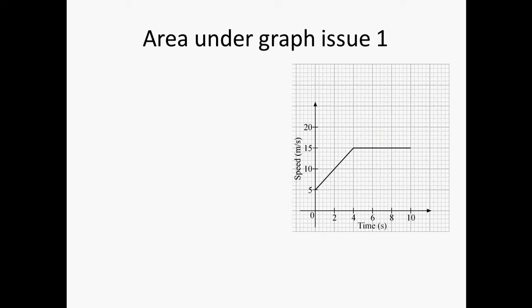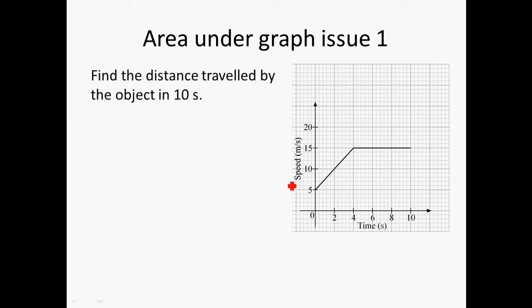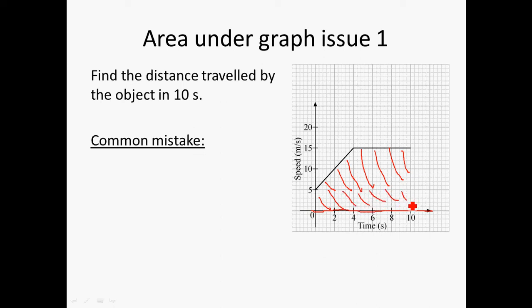The next issue is the area under the graph issue. A lot of students, if they are asked to find the distance traveled by an object, for example in this kind of special graph, what is the common mistake? The common mistake is that students might assume that this is the only area that they need to find, which is wrong, because the area has to be bounded by the x-axis and the graph. So you need to find all the way to here.